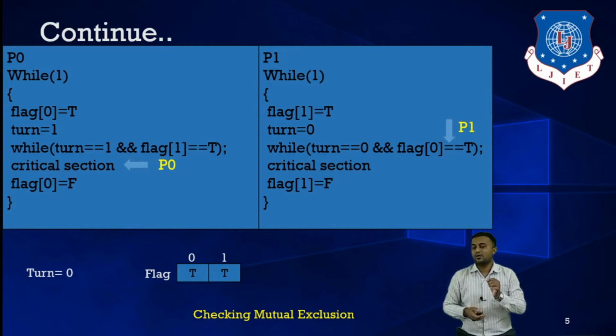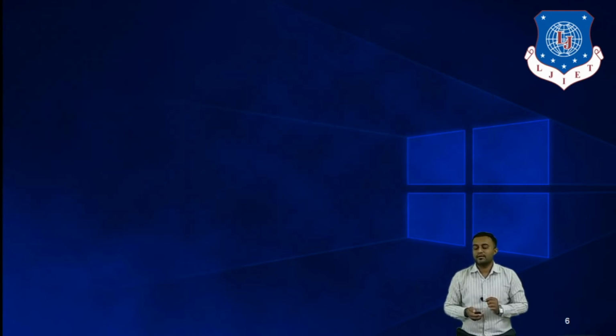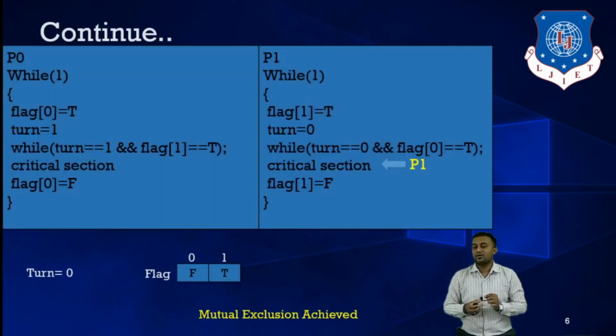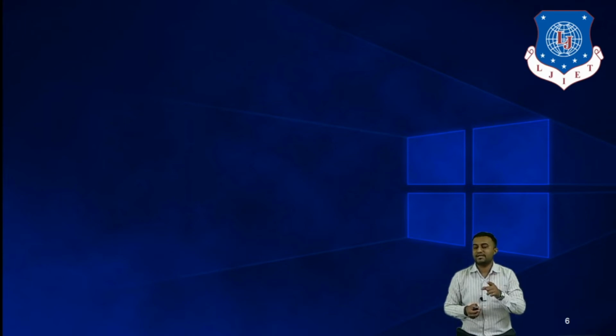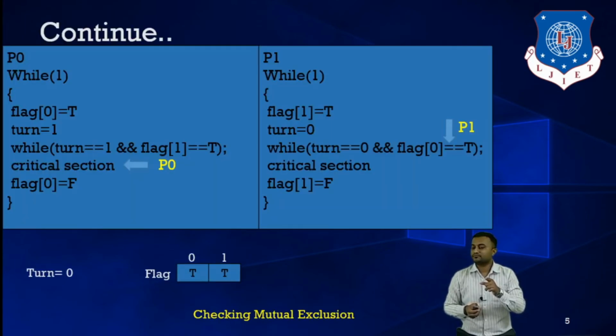So one more cycle we can check for mutual exclusion in the next figure. Suppose, for example, in the previous case we discussed, P0 comes out from the critical section. So definitely the flag of 0 value would be false. And then context switching will happen, so P1 will start to check its condition once again.